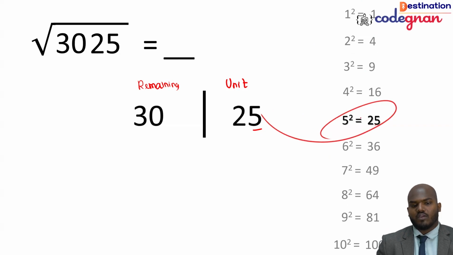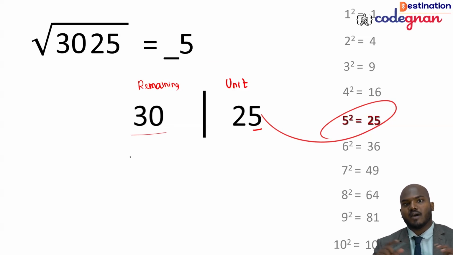Okay, so only the 5 square will give you the last digit as 5. So then the value here we can commit as 5. And next, what about 30? 30 will fall under the remaining category. So how are we able to find this one?